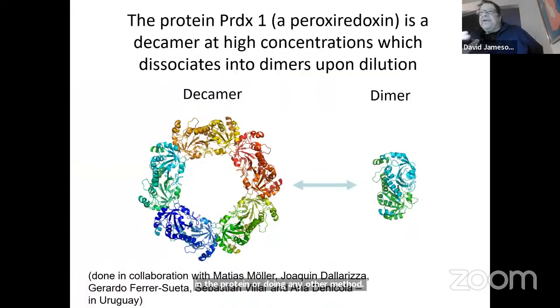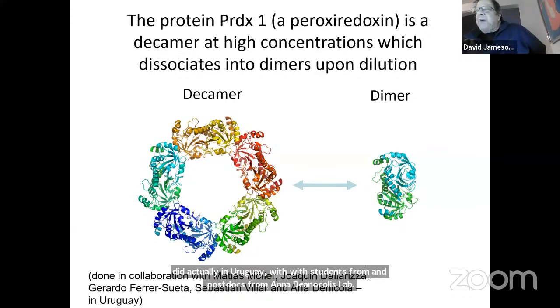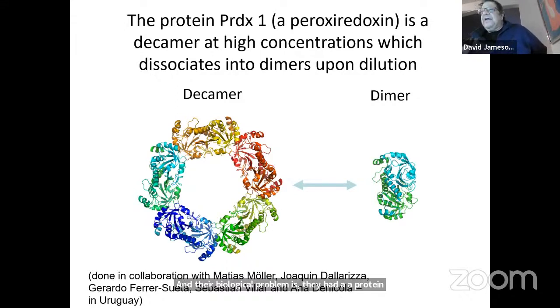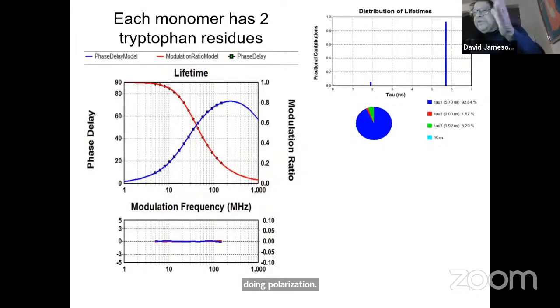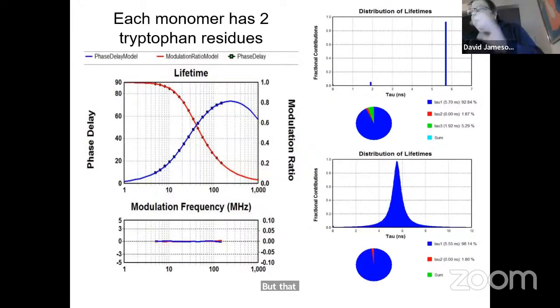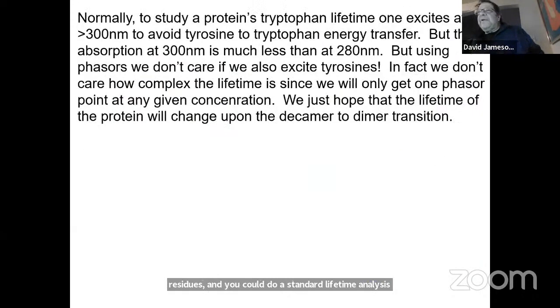Again, not labeling the protein or doing any other method, but just looking at the phase data. The final example I did actually in Uruguay with students and postdocs from Ana Denicola's lab, and their biological problem was they had a protein, peroxiredoxin, which was a decamer, so 10 subunits, and it dissociates to a dimer, they thought, from column work and so on. But how do you follow this in solution? We tried different things, labeling it with fluorescent probes, doing polarization. But then it occurred to us there are two tryptophan residues, and you could do a standard lifetime analysis and get different data, but you don't have to do that for this experiment.